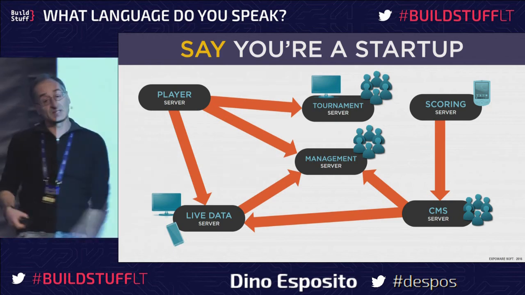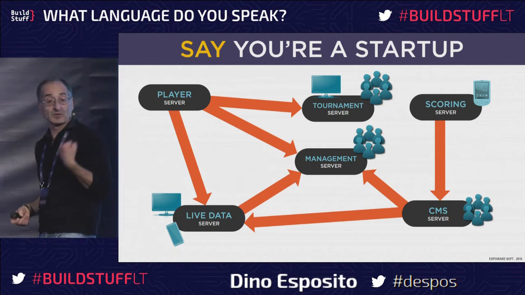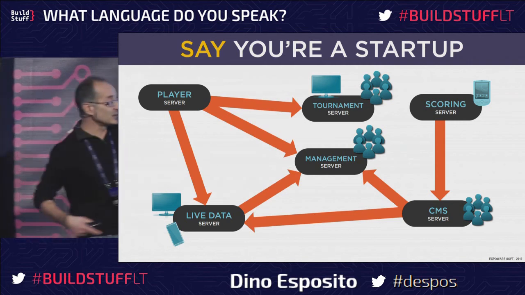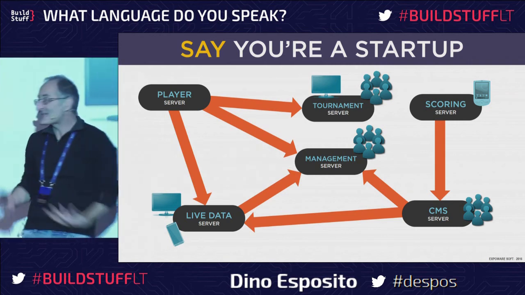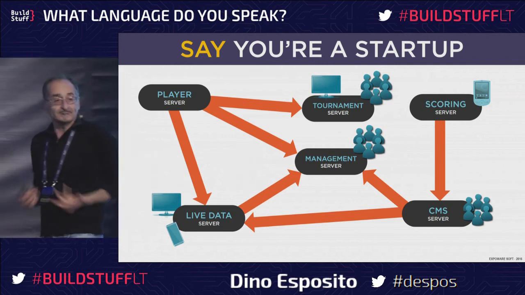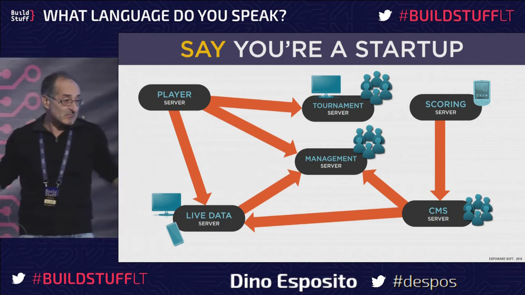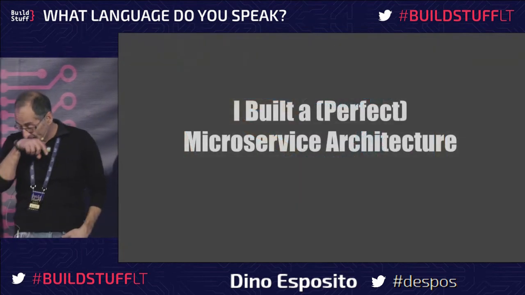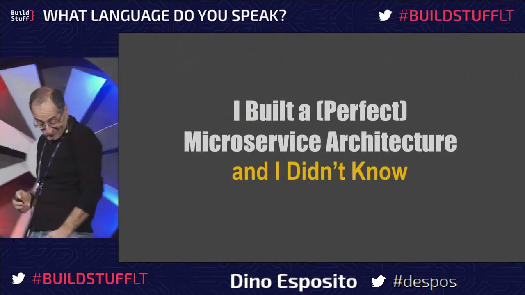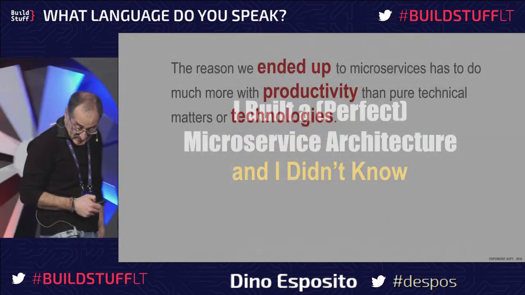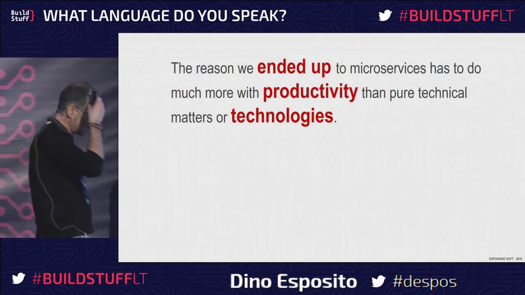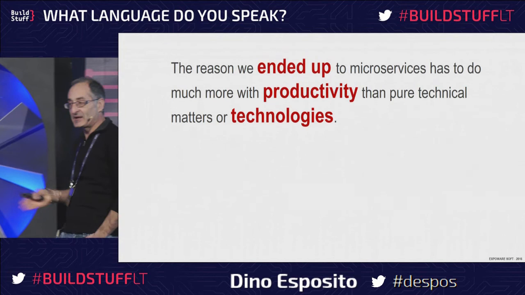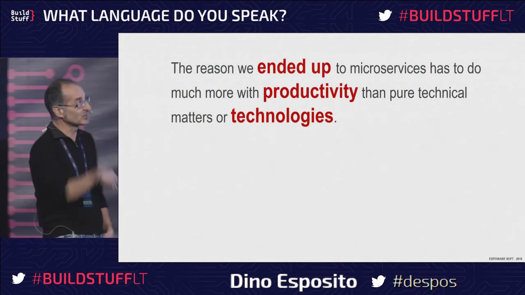But nothing of this was devised up front. It was an evolutionary kind of architecture in which every new piece we added was added as a new service, but small, a new microservice. So in the end, I ended up with a microservice architecture, and I didn't know. Sometimes I wonder if I would ever have been capable of designing a microservice architecture upfront if I had to do it upfront.